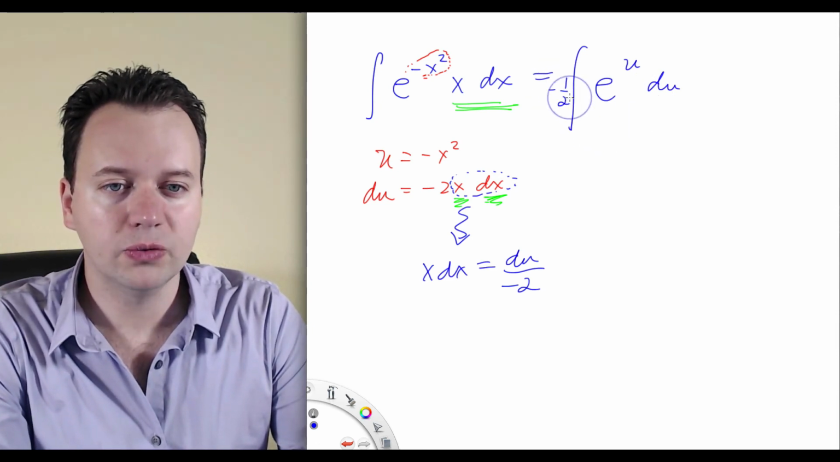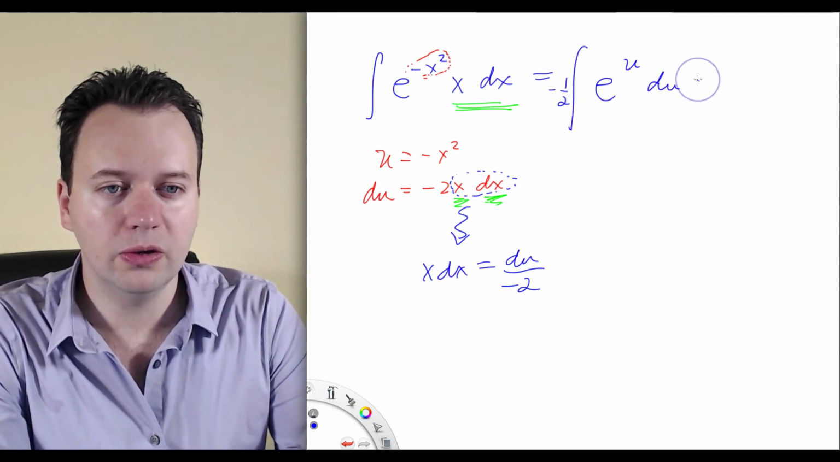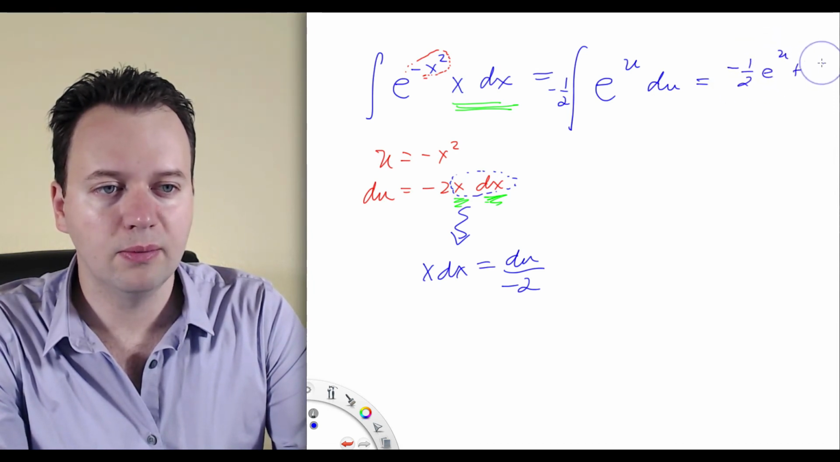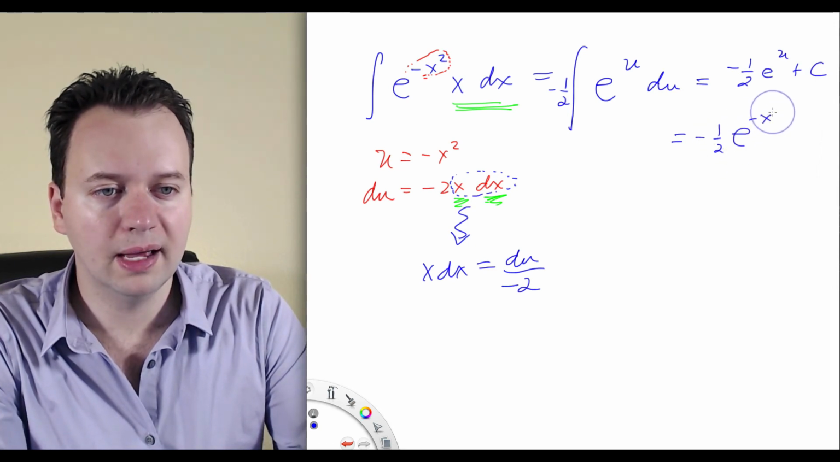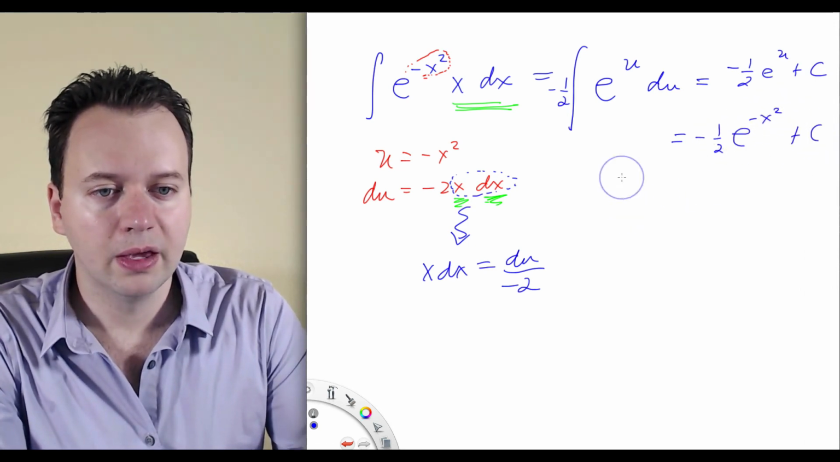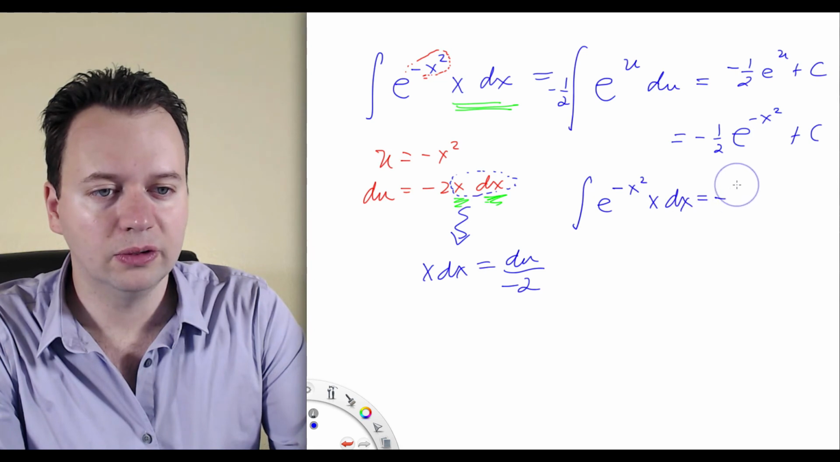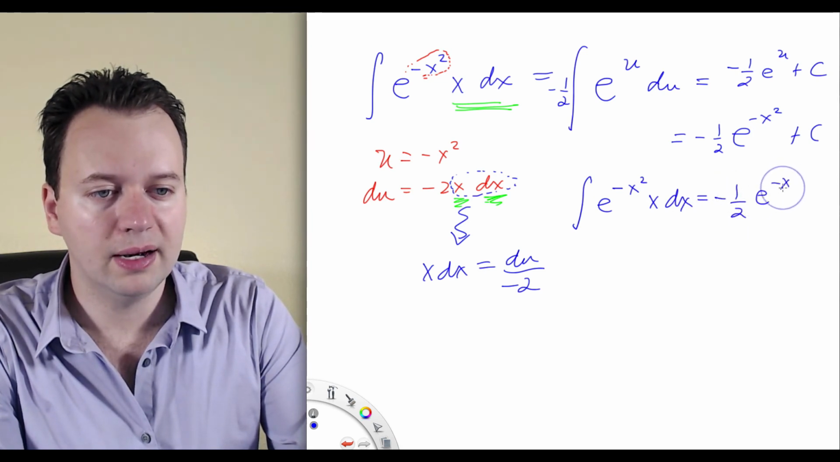So we have minus 1/2 integral of e to the u du. Well, we know that that's minus 1/2 e to the u, and then plus c. Now we can replace u with minus x squared, and then plus c. So therefore we obtain the integral of e to the minus x squared times x dx is equal to minus 1/2 e to the minus x squared plus c.